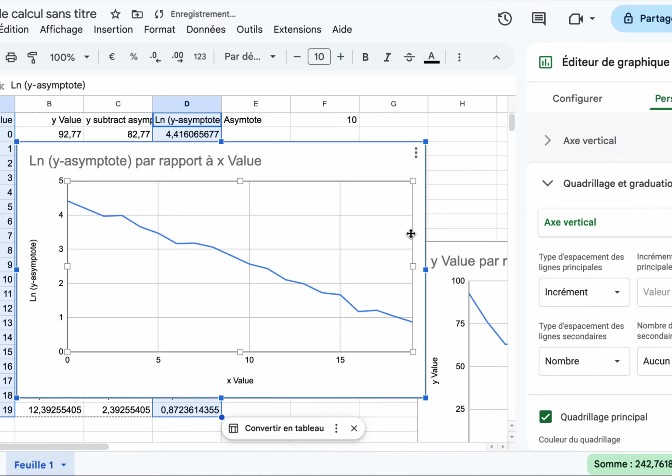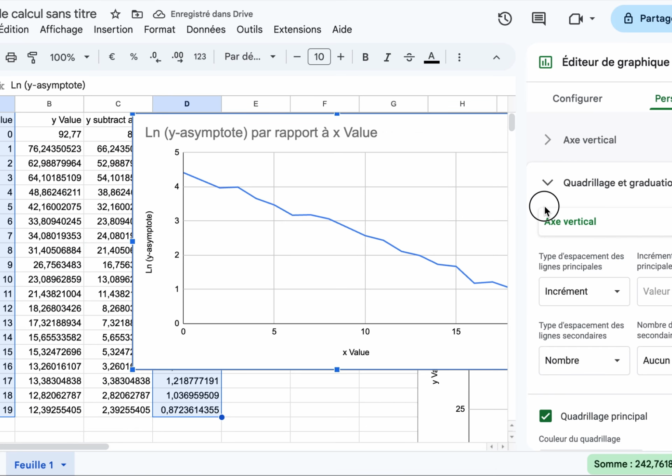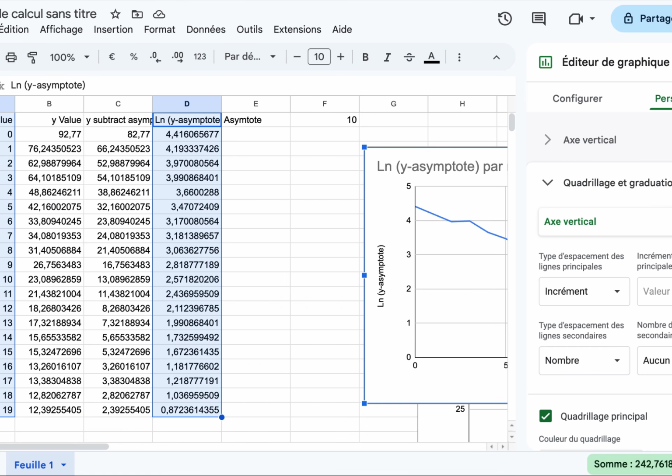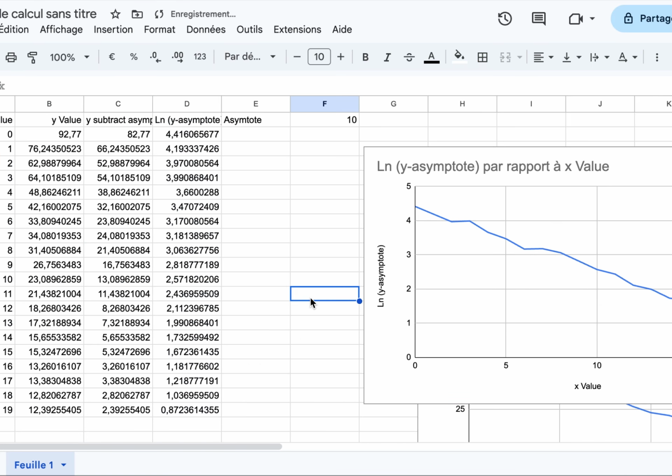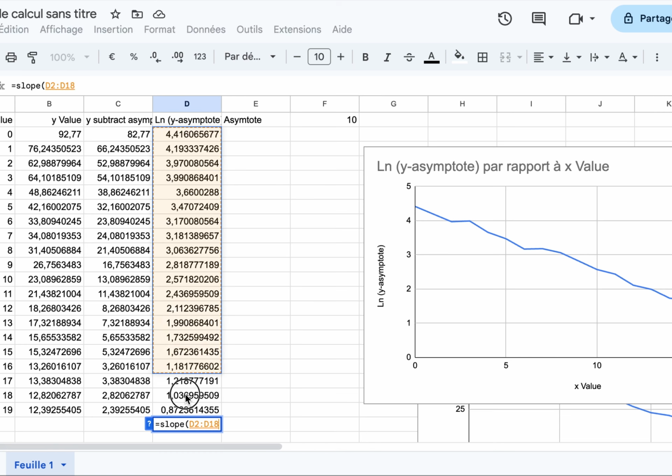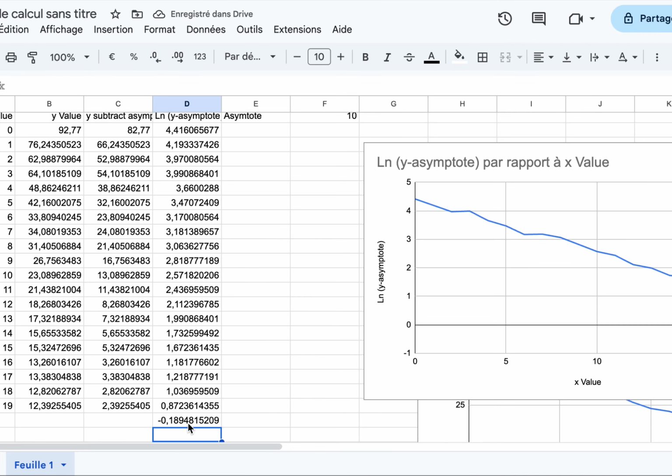I'll slide it out of the way if I can, so you can see what's happening. Now for these graphs, I can try and get what the gradient is, which in Excel is slope, so equals slope of the y values first. It's normally a comma, but because I'm in French, it's a semicolon, and the x values here, close brackets. That's the gradient, which is negative, which looks right.